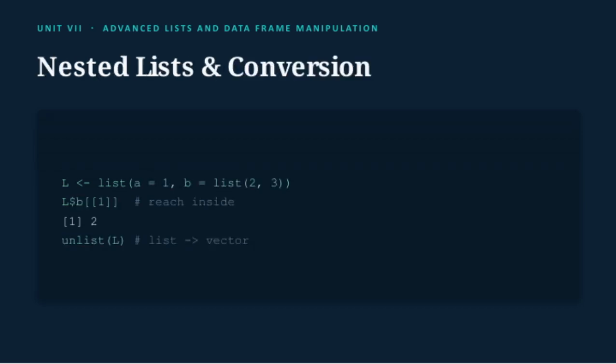Let's take a closer look at nested lists and how we can work with them. Here, we have a list within a list, a structure that lets us organize data in layers. To access elements inside, we use double brackets, reaching right into the inner list. Then, if we want to simplify things, we can convert the whole nested list into a single vector using unlist. This slide sets the stage for manipulating complex data structures with ease.